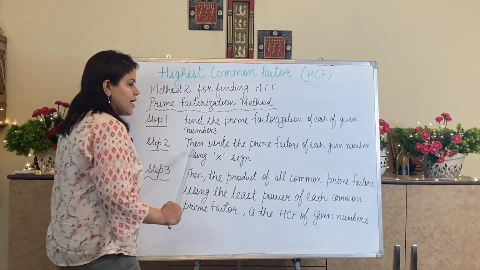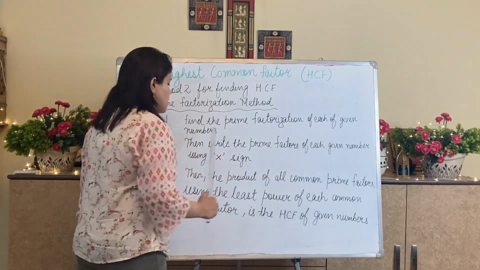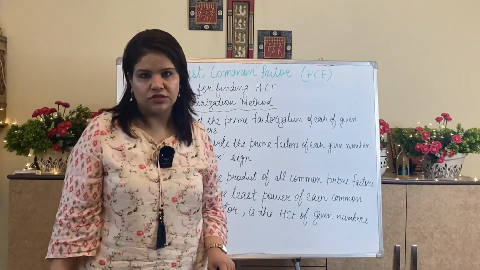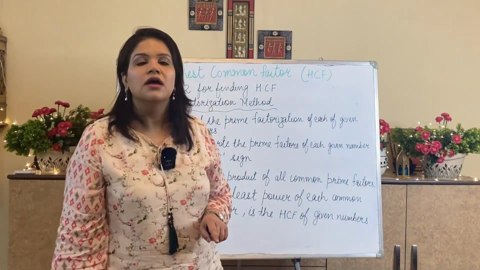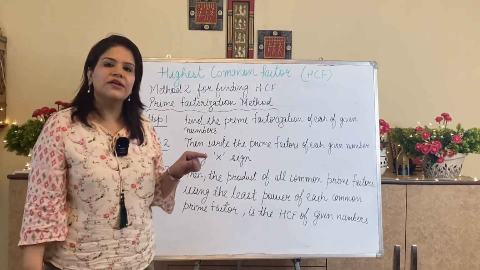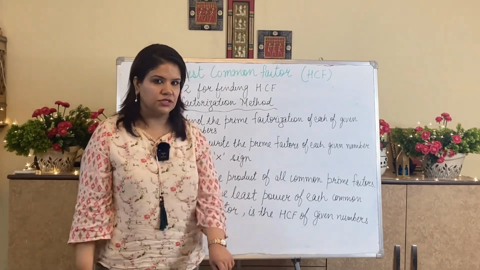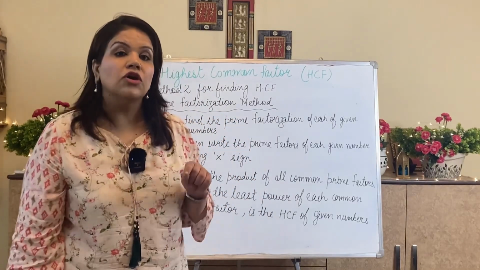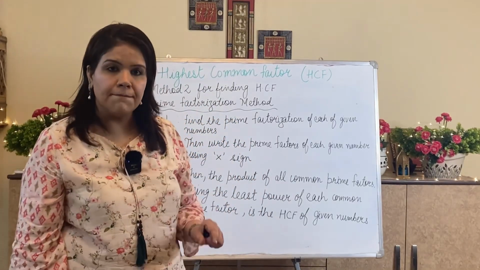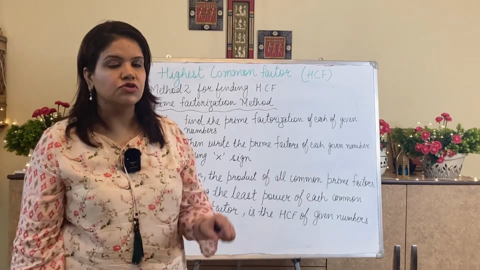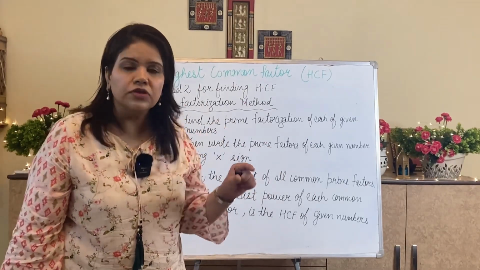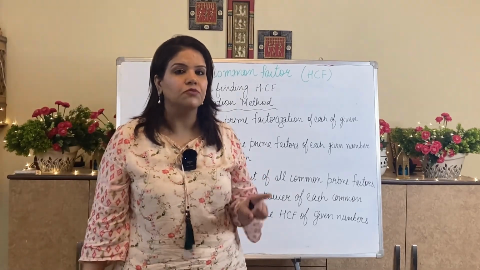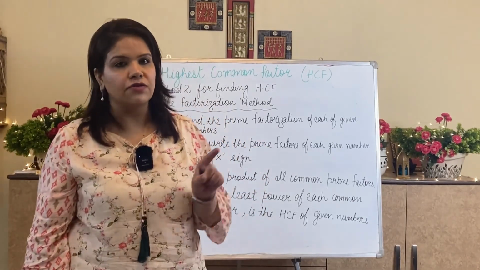Step 2 is then write the prime factors of each given number using multiplication sign. You will write all the prime factors which you are getting on the left side by prime factorization, using the multiplication sign. Now just now I have explained to you the concept of powers. Now you will write the numbers which are getting repeated in terms of powers, and that becomes exponential form.